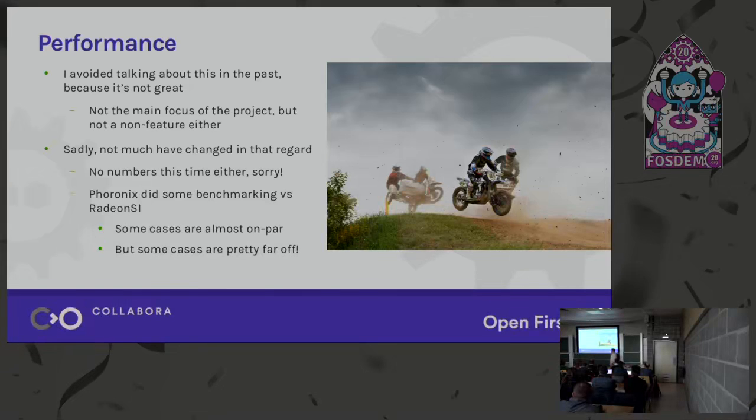Yeah, so not much has changed there. I don't really do any systematic numbers here, but Phoronix did a benchmarking of Zink on top of RADV versus RadeonSI. And I'm kind of surprised by the results. Some of the tests are almost on par. I'm guessing those are cases where we're GPU bound, and for some reason we happen to do things that are okay for the GPU. But some are pretty far off, and then we're talking about maybe 25 to 33%-ish of the performance. So still usable, but not anything you want to game on, for instance.